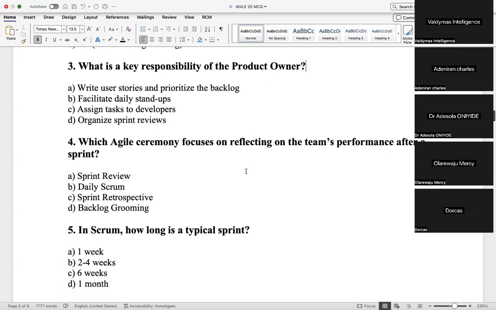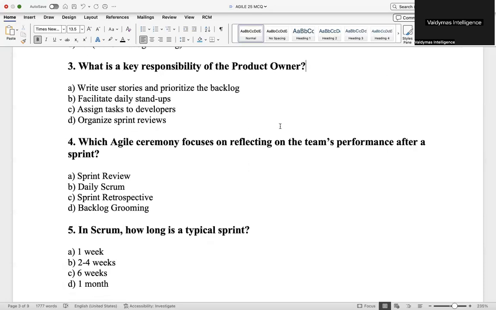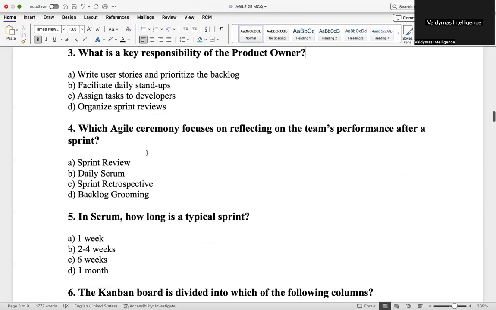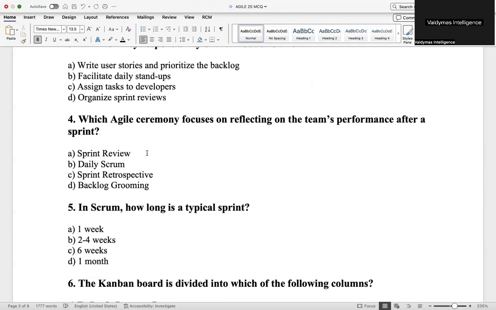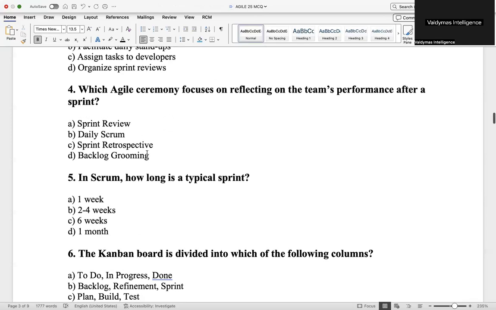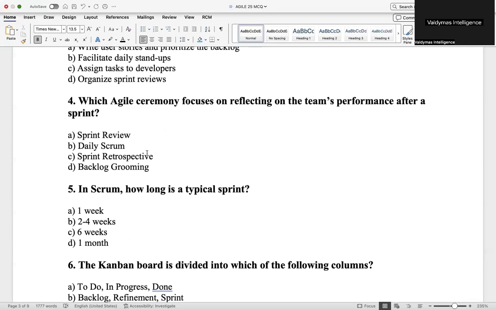Okay, number 4. Which agile ceremony focuses on reflecting on the team's performance after a sprint? Good question.